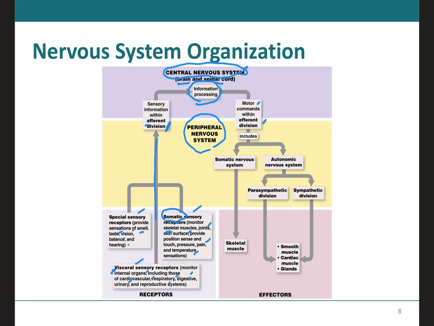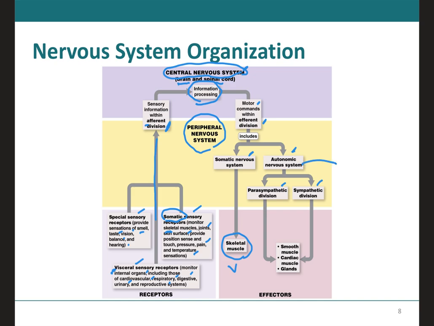And then we have two different types of systems: the somatic nervous system and the autonomic nervous system. The somatic nervous system will send the information directly to skeletal muscle to perform muscle contraction, and this is voluntary. The autonomic nervous system, like I said, is going to be divided into parasympathetic and sympathetic. These are the two main divisions.